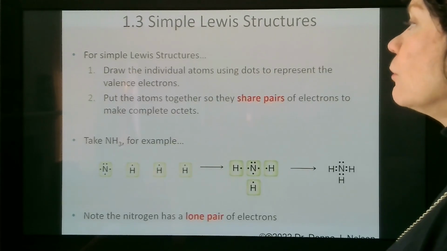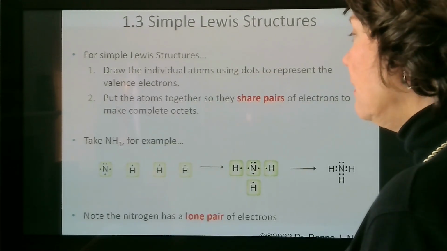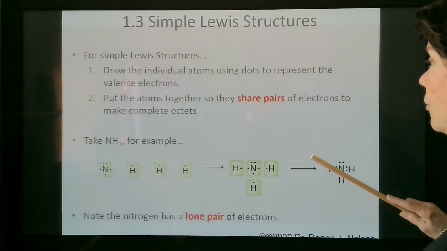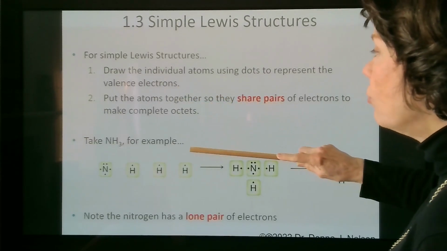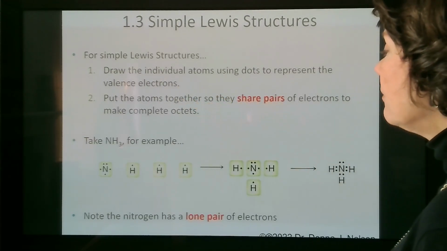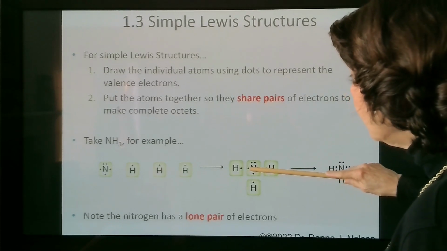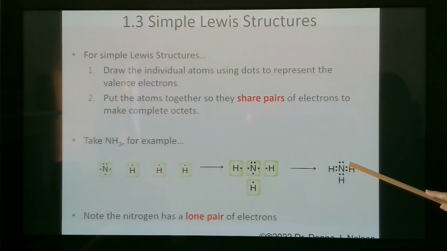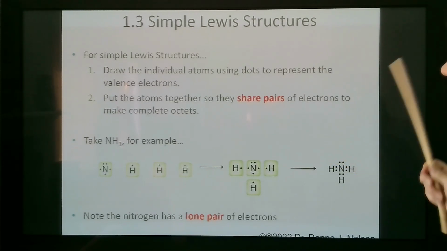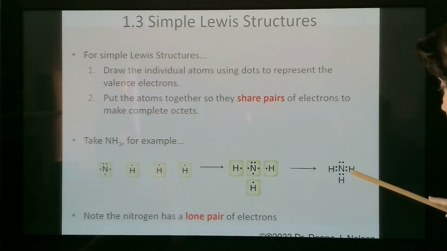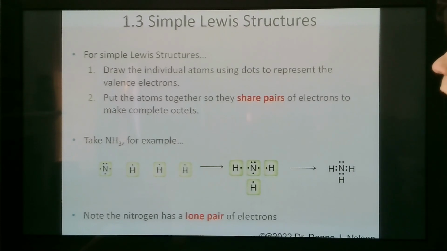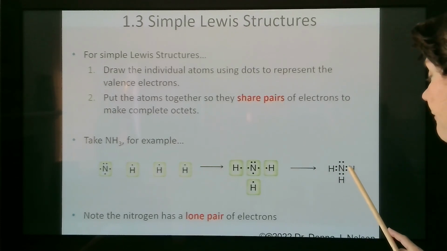It's sort of simple. For simple Lewis structures, divide the individual atoms using the dots to represent the valence electrons, and then put the atoms together so that they share pairs of electrons to make complete octets. So here, for the larger atoms, the second period, you can see nitrogen now has 2, 4, 6, 8 electrons. That is a filled octet.